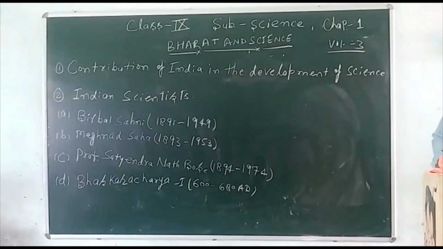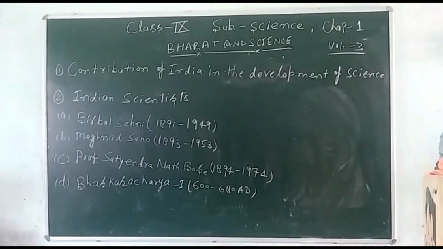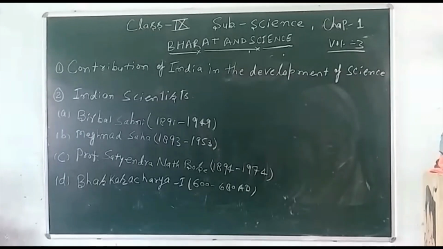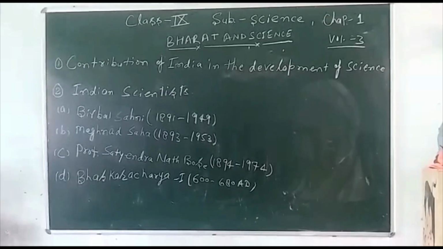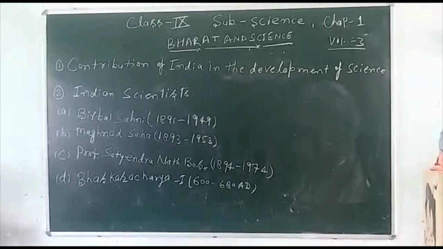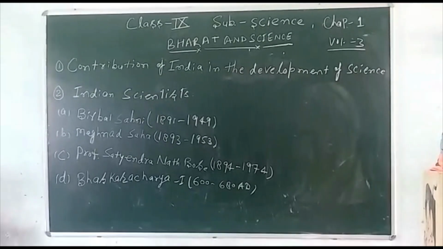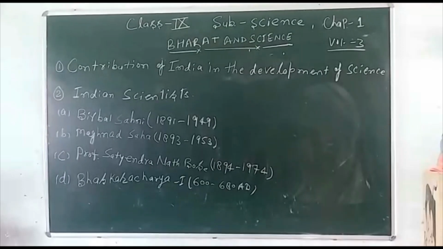And the last one is Bhaskaracharya the first, 600 to 680. Bhaskaracharya was the first mathematician who wrote numbers in the Hindu decimal system. He used words of algebra to represent numbers instead of figures. Yes, thank you.